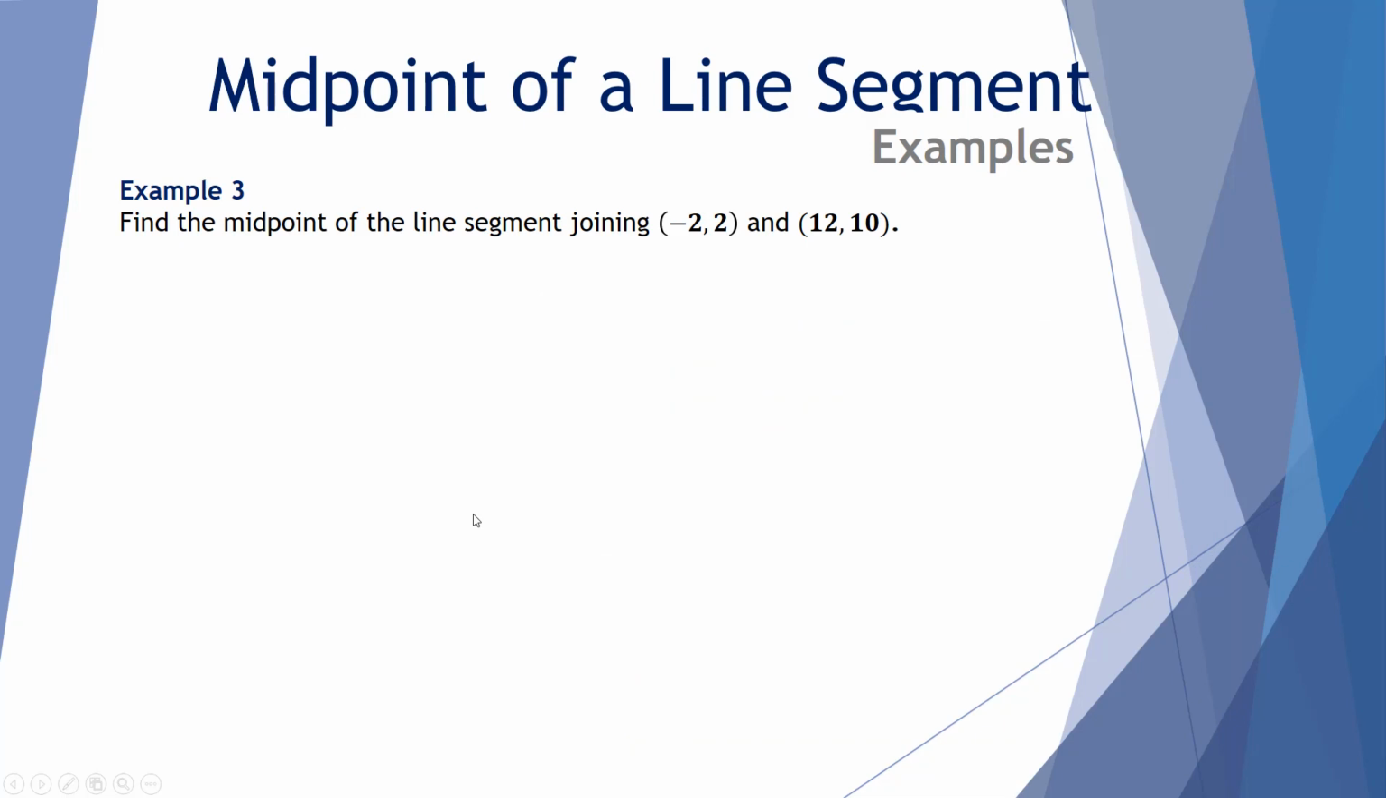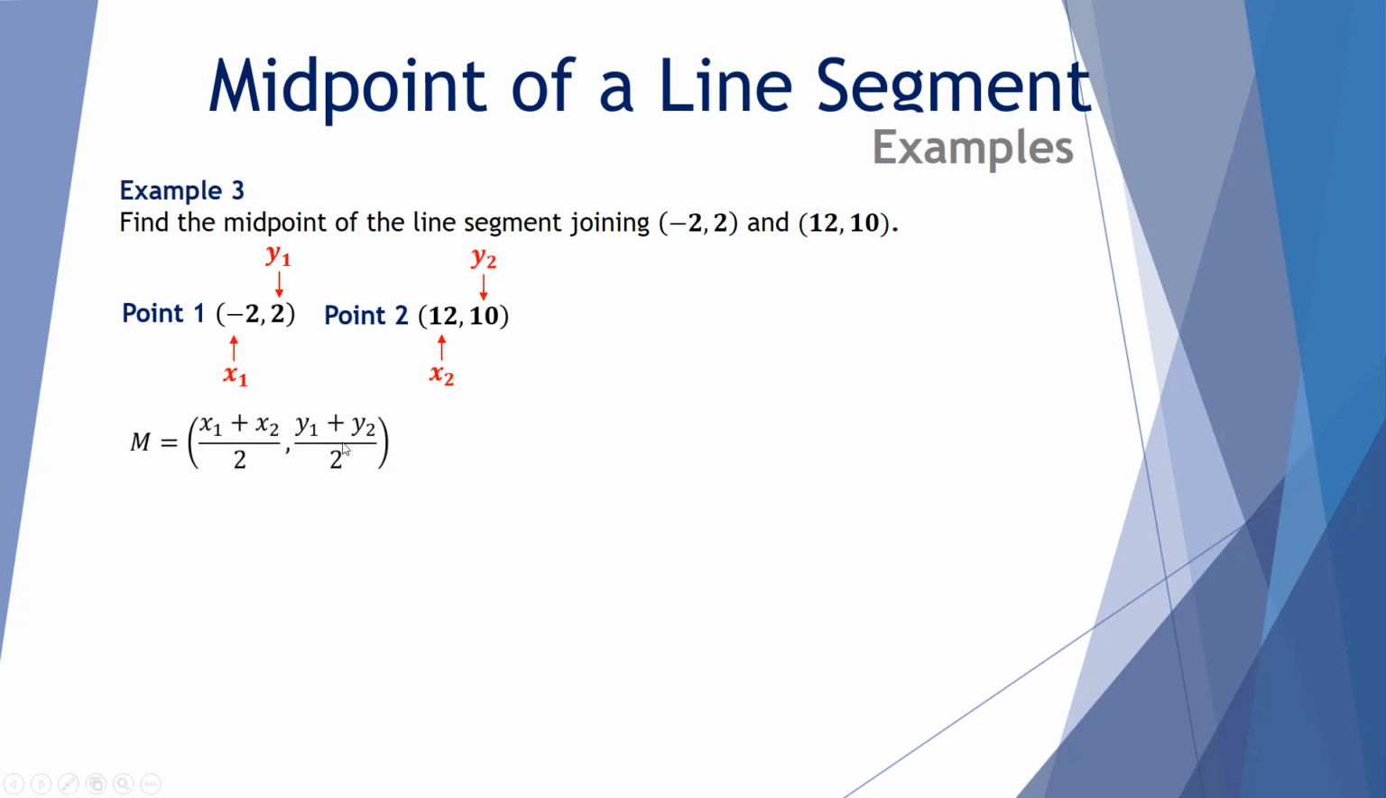Find the midpoint of the line segment joining (-2, 2) and (12, 10). So point 1 has an x value of -2 and a y value of 2. Point 2 has an x value of 12 and a y value of 10. Our equation now to work out the midpoint is as such. Let's substitute in our values.